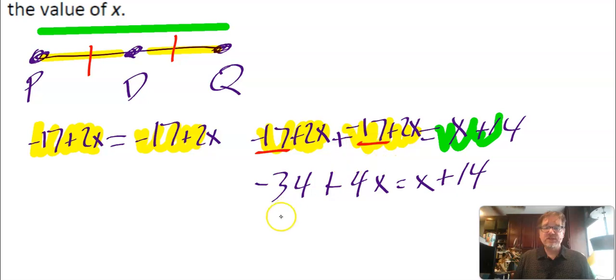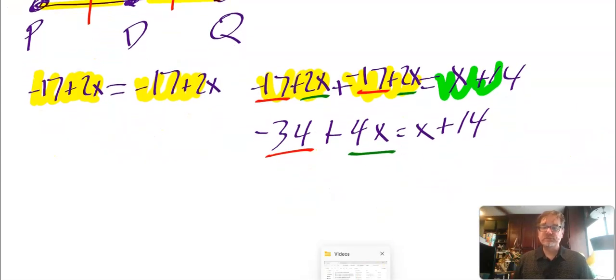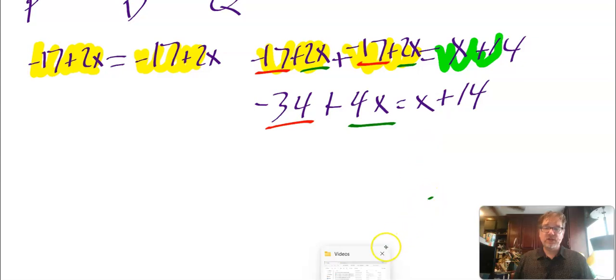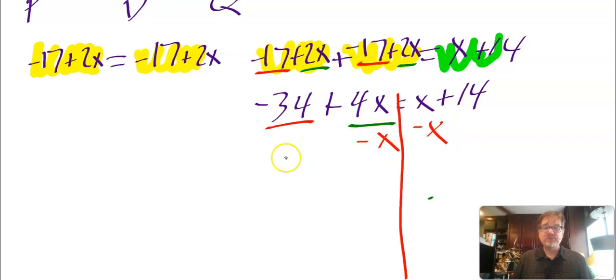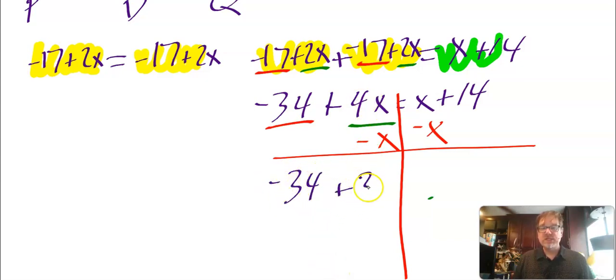I did negative 17 and negative 17. That's how I got the negative 34. And 2x plus 2x, that's how I got the 4x right there. Now I'm going to get rid of the smaller x, which is this x right here. So I'm going to subtract x on both sides of my equation. Nothing happens with that negative 34. Bring it straight down. 4x minus x is a positive 3x. Equals x minus x is 0, just like I wanted. That equals 14.